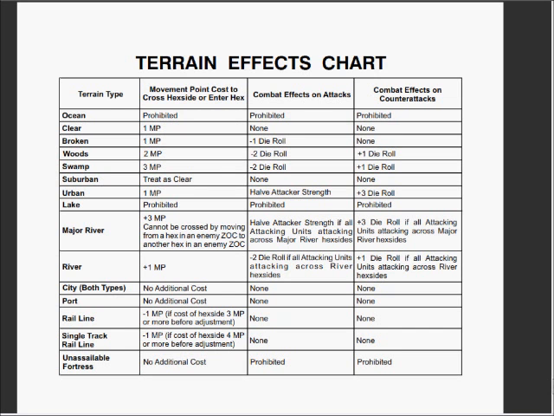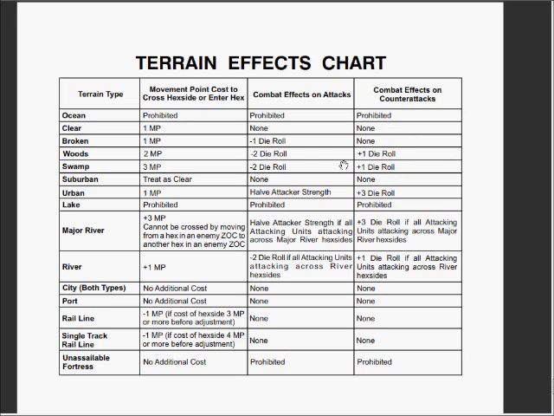The effects of terrain on combat are shown on the terrain effects chart, which is found on the back side of most of the rule books. Let's look at it again here. Here's a list of the different terrain types in the left-hand column. In the last two columns, you'll see the adjustments terrain has on combat for the attacker and the defender. For the defenders for the counterattack.